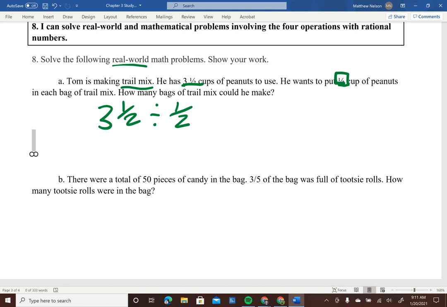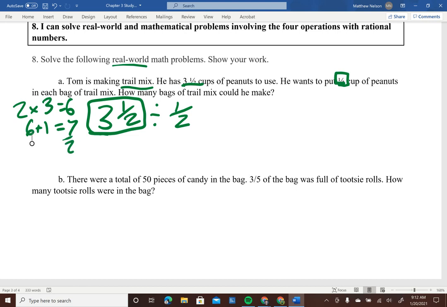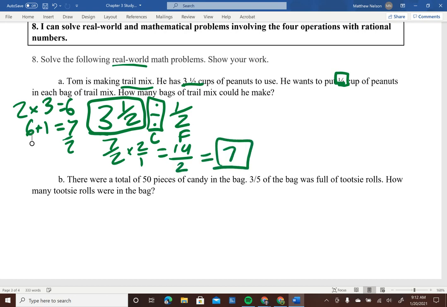So here I have my mixed fraction. I want to change this to an improper fraction. So 2 times 3 equals 6. 6 plus that 1 on top gives me 7, and it's going to be over 2. So here we have 7 over 2, and then I'm going to change and flip, multiplied by 2 over 1. 7 times 2 equals 14. 2 times 1 equals 2. 14 divided by 2 equals 7. So it takes 7 bags that he can make.